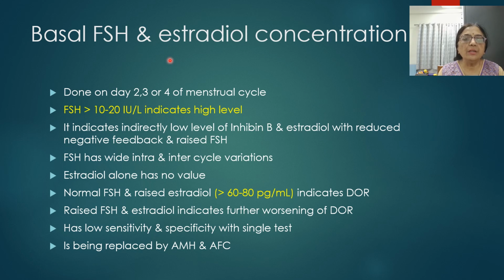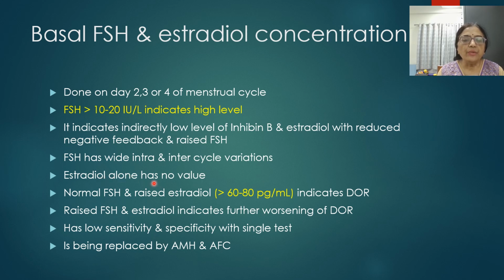Third test is basal FSH and estradiol concentration. It is done on day 2, 3 or 4 of the menstrual cycle. FSH level more than 10, or in the range of 10 to 20 international units per liter, indicates a high level. It indicates indirectly that there is a low level of inhibin B and estradiol, and a reduced negative feedback which is resulting in raised FSH. Unfortunately, FSH has wide intra- and intercycle variations, so it is less reliable.